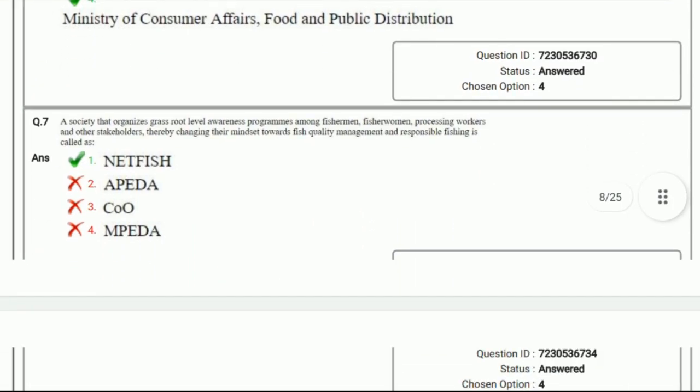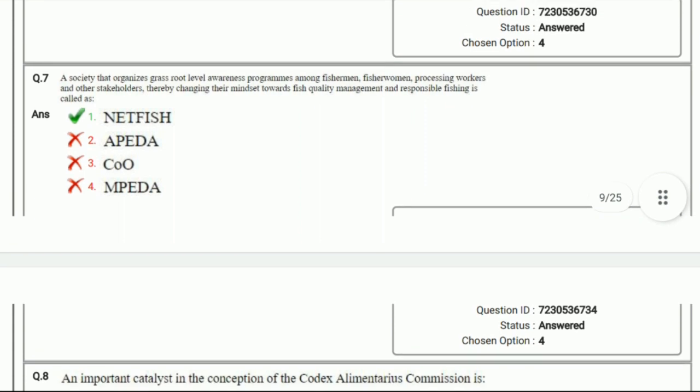Next question is, a society that organizes grassroots level awareness programs among fishermen, fisherwomen, processing workers, and other stakeholders, thereby changing their mindset towards fish quality management and responsible fishing, is called as. We know that MPEDA stands for Marine Products Export Development Authority, and under MPEDA a new society has been formed, that is NetFish. It stands for Network for Fish Quality Management and Sustainable Fishing. This is the society which was formed under MPEDA in 2006.